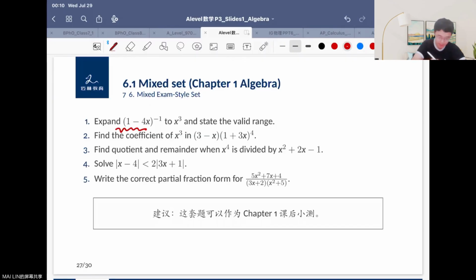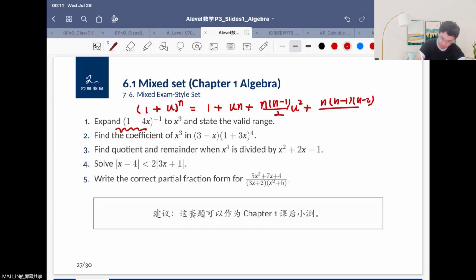So here we can just use the formula, right? Using (1 + u)^n, we can expand it as 1 + un + n(n-1)/2 u squared + n(n-1)(n-2)/3 u cubed, right? So here we can say that n is -1 and u is -4x, right? So we can just put it into it.